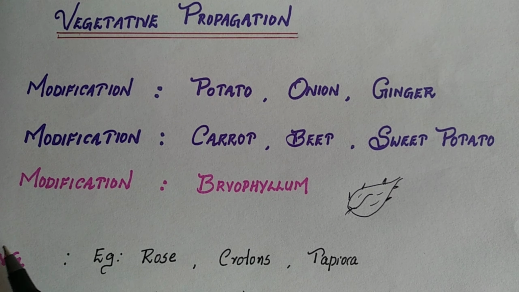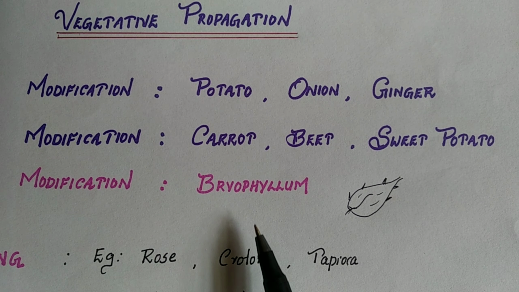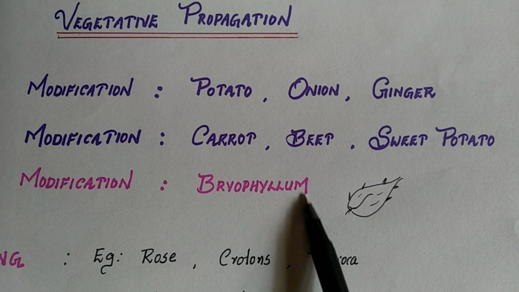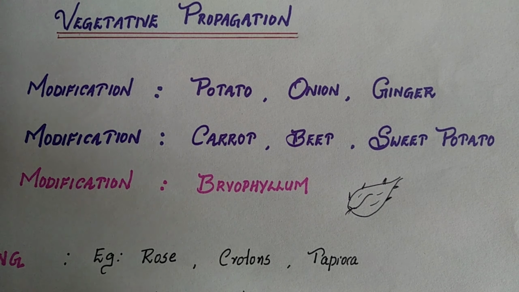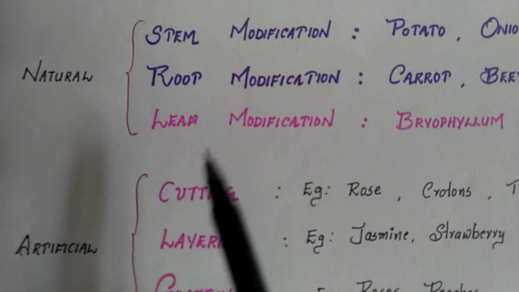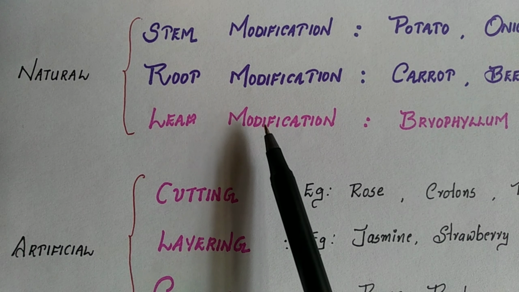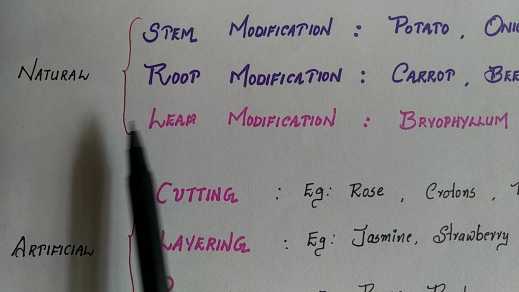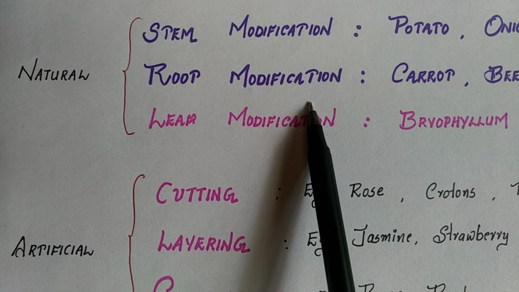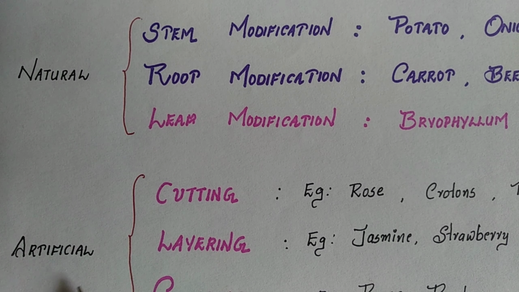This is how leaf modification takes place in bryophyllum. This is the example given in your textbook for leaf modification. Now see, stem modification, root modification and leaf modification are examples for natural vegetative propagation. And let us move to the artificial methods of vegetative propagation, that is cutting, layering and grafting.